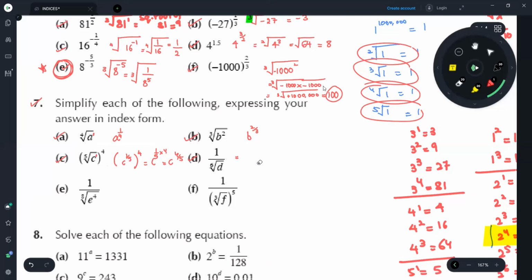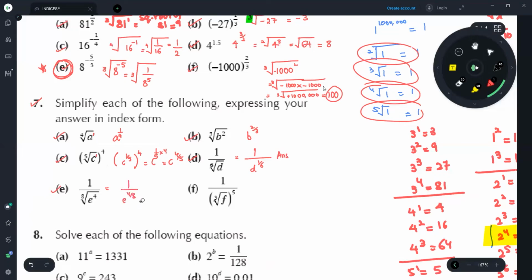Then part D, it's 1 over A to the power 1 over 6. What do you say? 1 upon 6. Yes, very good. That's your answer. You leave it there. And then part E, Megha is going to solve this. It would be 1 upon e raised to the power 4 over 8.